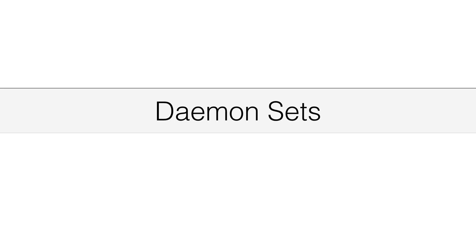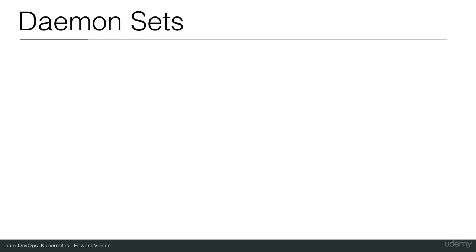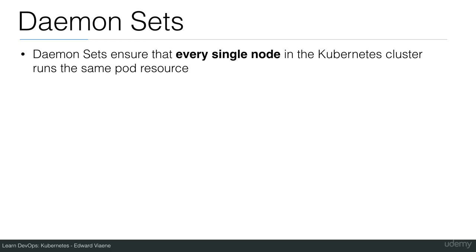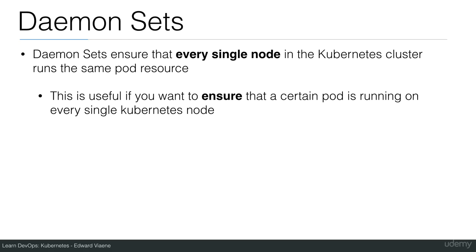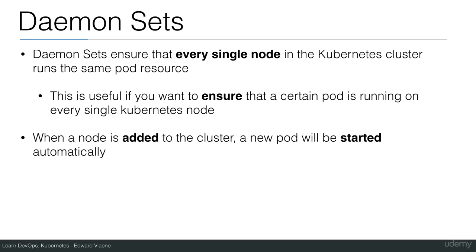This lecture is about daemon sets. Daemon sets ensure that every single node in the Kubernetes cluster runs the same pod resource. This is useful if you want to ensure that a certain pod is running on every single Kubernetes node. When a node is added to the cluster, a new pod will be started automatically on that node.